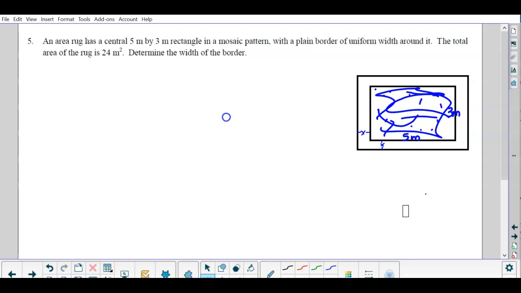Okay? So I probably should just make mine a little bit better. That's the same as this. Means uniform width. Still not perfect, but close. Okay? The area of the entire rug is 24 meters squared. Okay, so we know the inside area, 5 times 3 is 15, but the whole area is 24. Determine the width of the border.